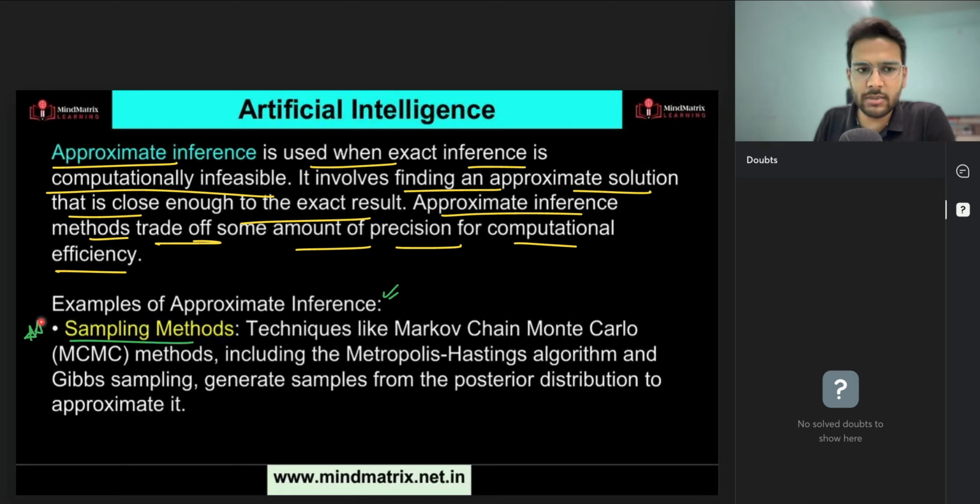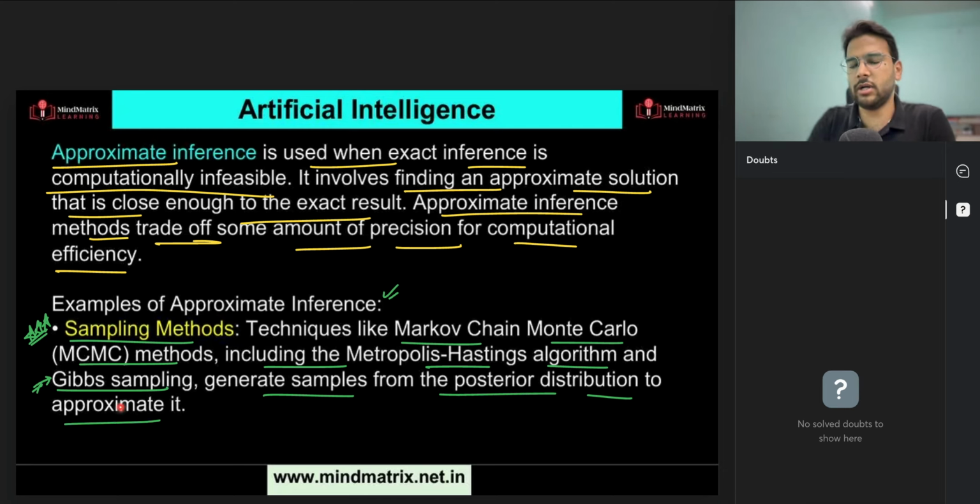So this is there in your syllabus. Techniques like Markov chain Monte Carlo, MCMC methods, include the Metropolis-Hastings algorithm and Gibbs sampling. This is there in your syllabus that we will be talking about. It basically generates samples from the posterior distribution to approximate it. I know most of the things are not making sense as of now, but just like you have understood everything till the HMM clearly, you will understand these methods also clearly. So don't think much about it. I know how to cover these things in a lot of detail and with clear understanding.